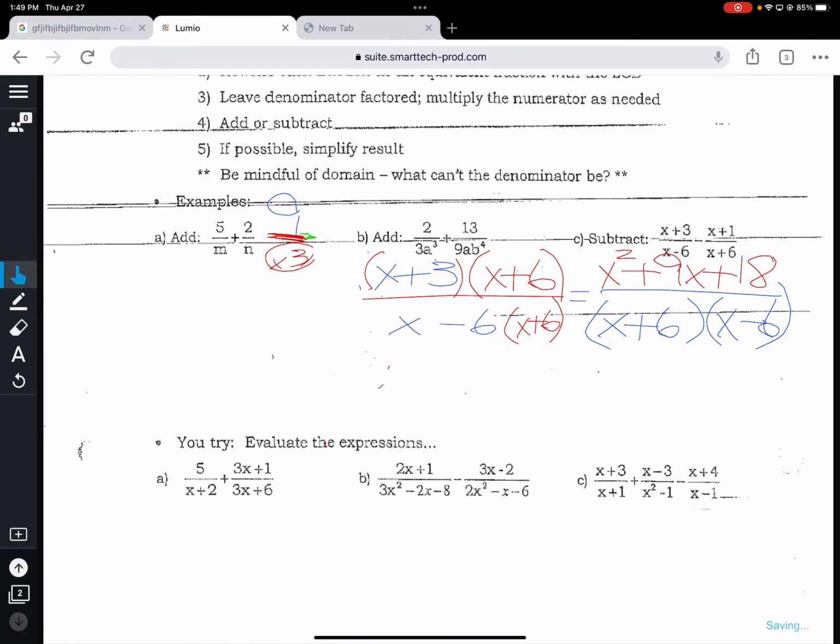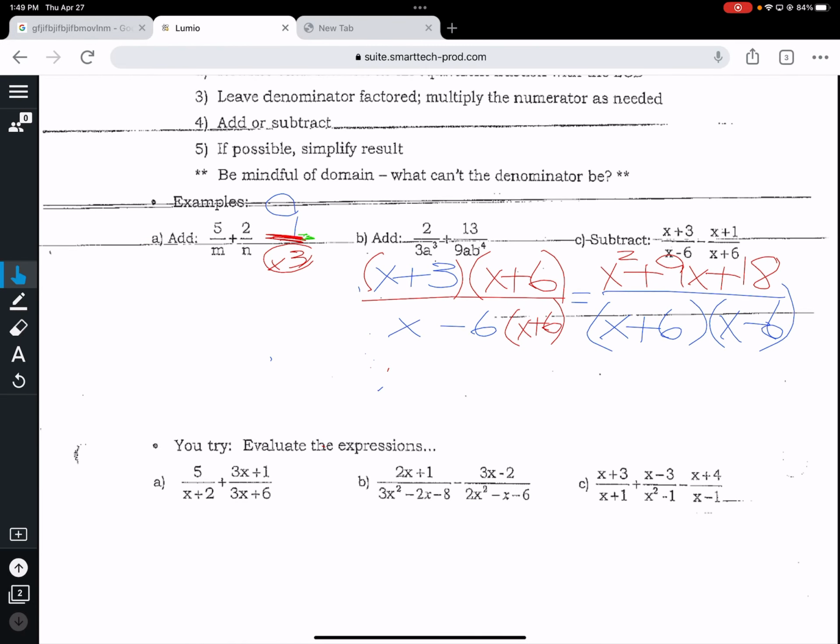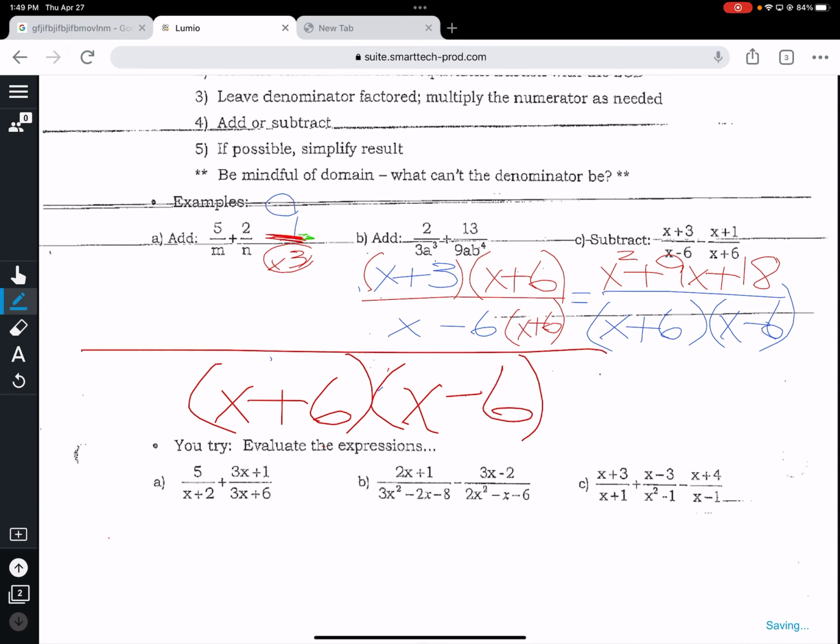So right now, we have x plus 6, x minus 6. And then when we FOILed, we got x squared plus 9x plus 18. Please stop.